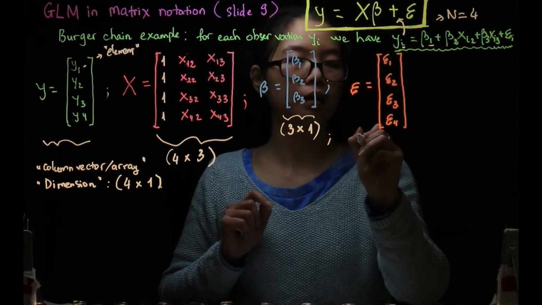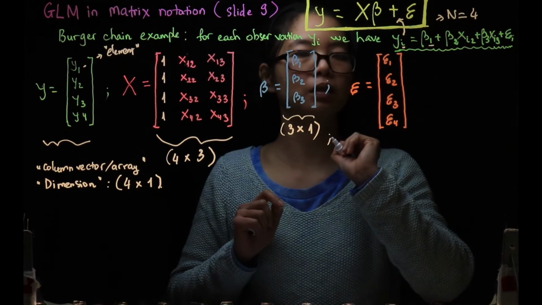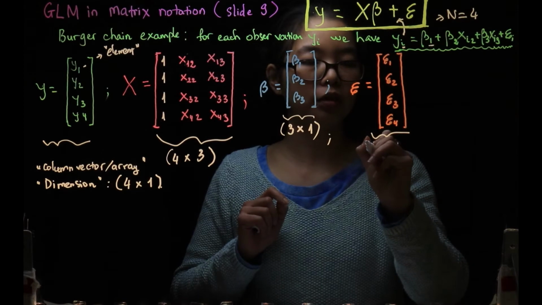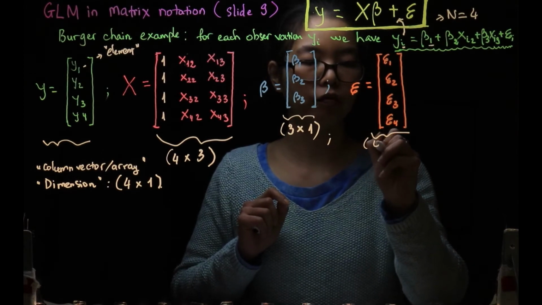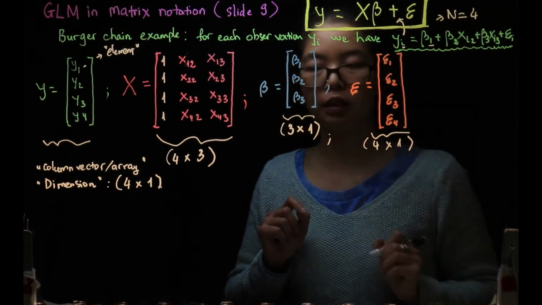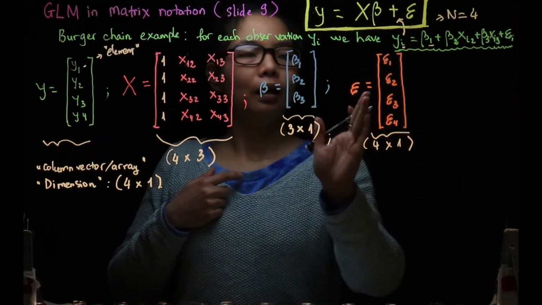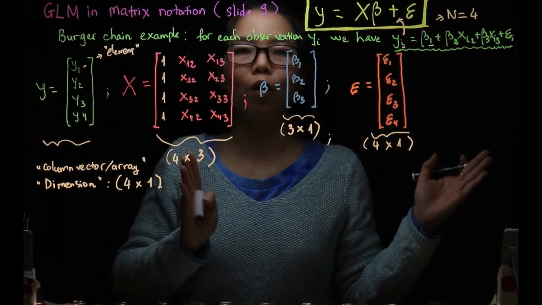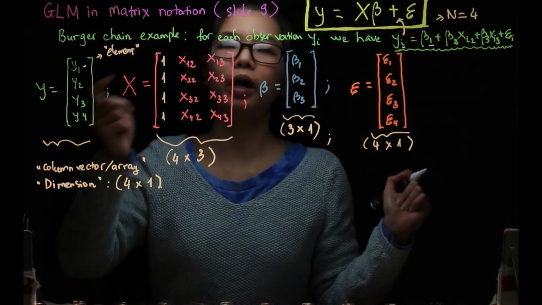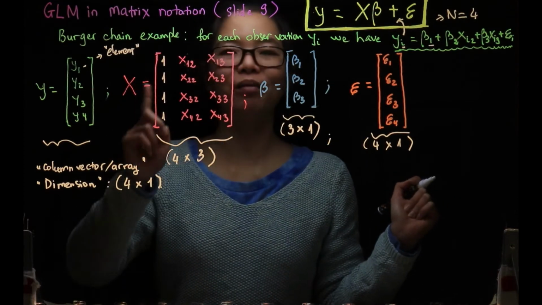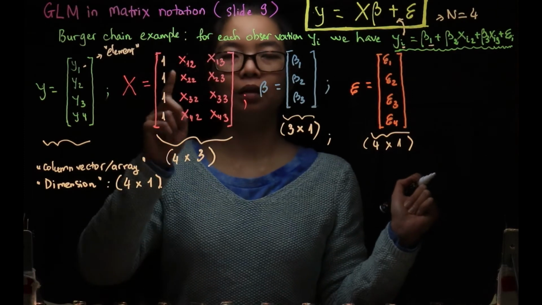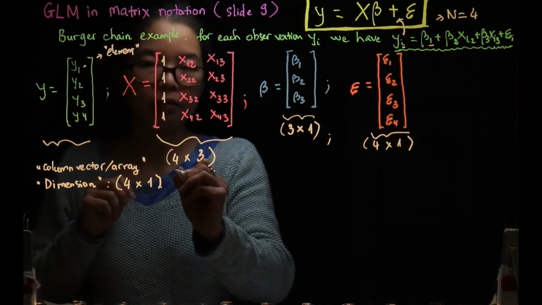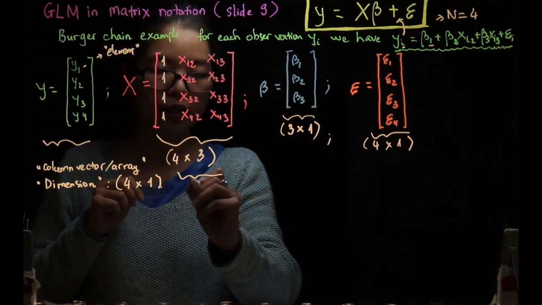And then the error term, last but not least, is actually very important. The dimension of the error, because we have 4 observations, is 4 times 1. This is the dimension. So you can see the column vector is actually a matrix with only 1 column. If you have a row vector, that means a matrix with only 1 row, right? Now let me go back to X here, a few things to add.